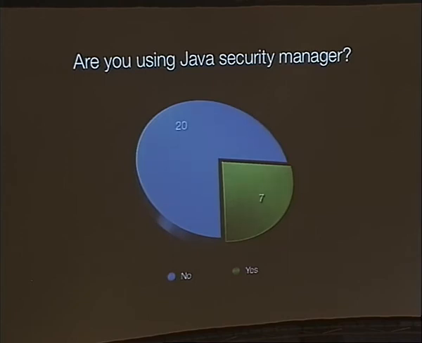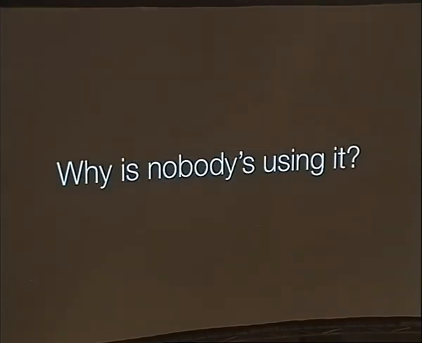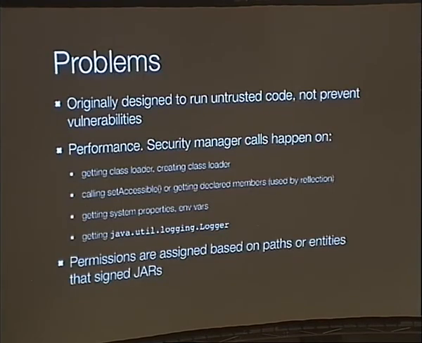It has several problems. First of all, it originally was designed to run untrusted code. And your application that you have created is not really untrusted code, right? It's trusted code with potential for vulnerabilities. And because of the assumption that it's untrusted code, they have checks like this built into things you don't really care about. So every time you call system.getProperty, it's going to call into Security Manager. Every time you use reflection, it's going to call into Security Manager. Every time you create a custom class loader, it's going to call into Security Manager.